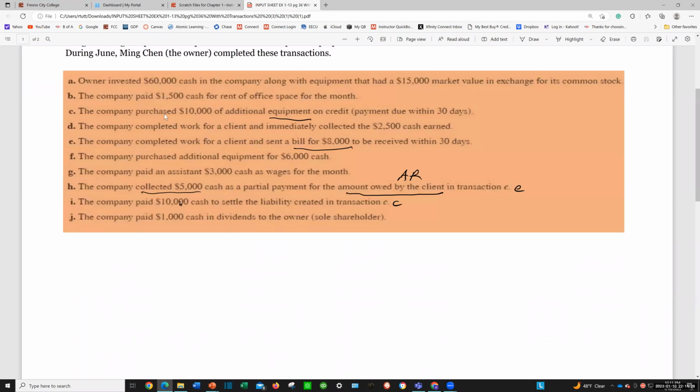The company purchased $10,000 of additional equipment on credit. When you say on credit, that means you're going to pay it later, right? You're going to pay it later. So if you bought the equipment and you're going to pay it later, well, you owe it, don't you? So this is going to affect our accounts payable. Let's look at C.